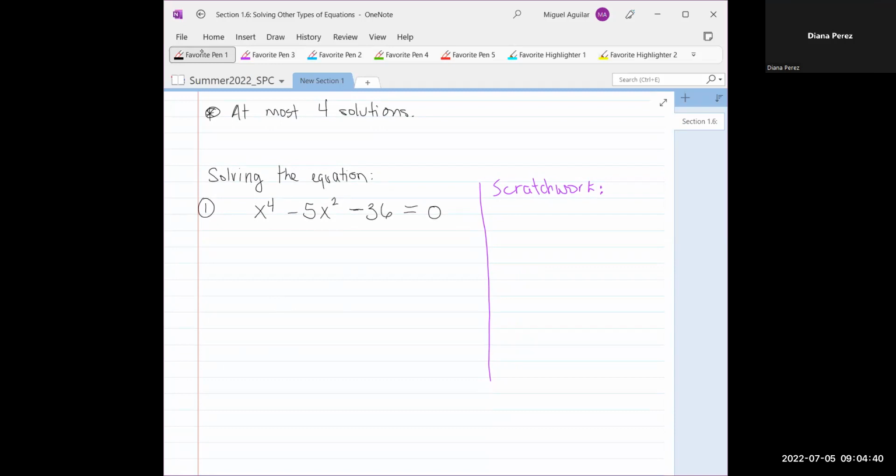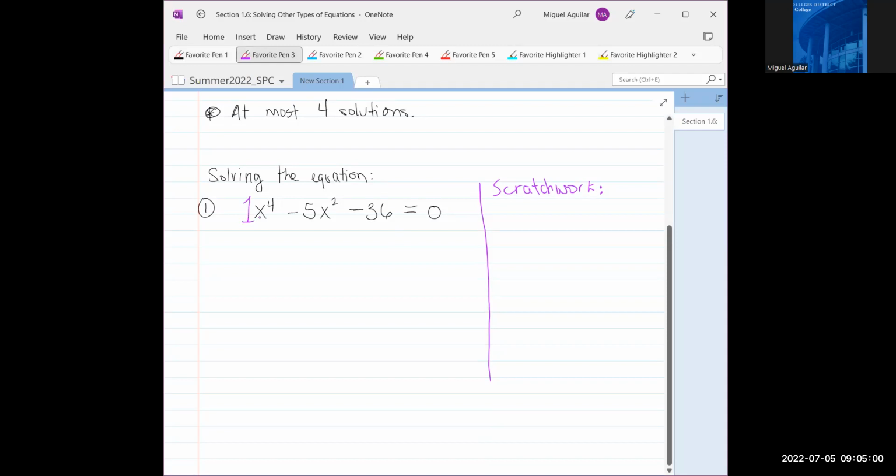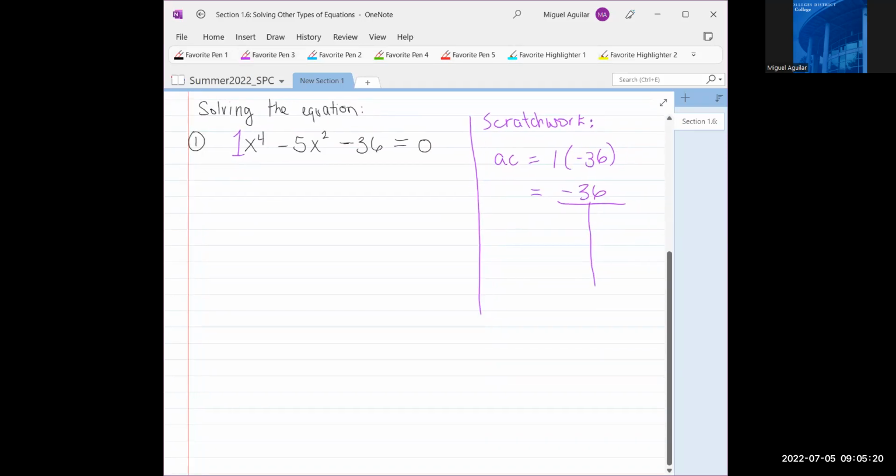You would multiply x times negative 36. So 1 times negative 36. That's correct. I want to correct you a little bit here. You're not multiplying x times the 36. We're just saying that there's an understood 1 in front of the x to the fourth power, right? The coefficient here is 1, so that's where we get the a value from, a times c, which in this case is going to be the 1 times negative 36. Then we can look at all the factors of negative 36 and go from there.